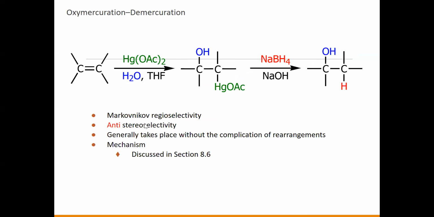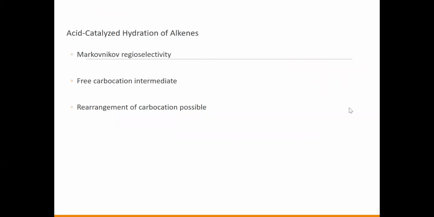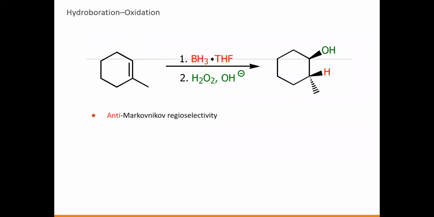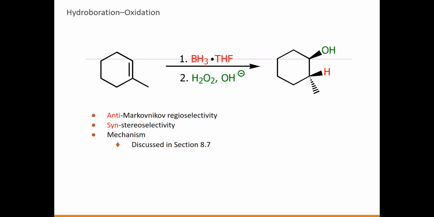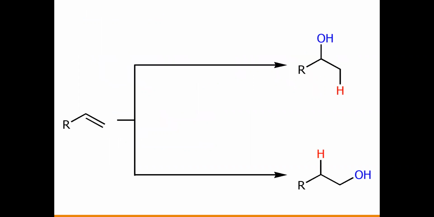And for this oxymercuration demercuration, it doesn't follow. You wouldn't know if they're on the same side or not. But just know that the hydroboration oxidation process always follows syn stereoselectivity. And as for the mechanism, again, you can review chapter 8 to remember what the mechanism would be to yield the expected product.